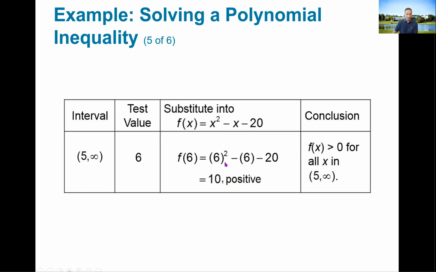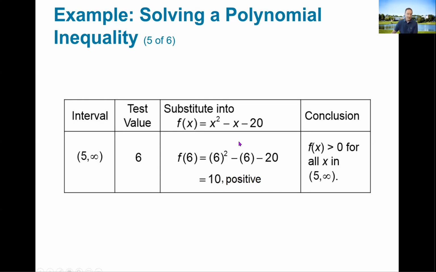Now, I plug in a value between 5 and infinity to test that. I chose a 6. So I plug a 6 into my function. I have 6 squared, which is 36, minus 6, which takes me back to 30, minus 20. That's going to give me a positive 10. Again, any positive number is going to be greater than 0. That's what we needed for this problem. We wanted the inequality to be greater than 0. So my solution set is from negative infinity to negative 4, union 5 to infinity, because both of those regions gave me a true statement to my inequality.